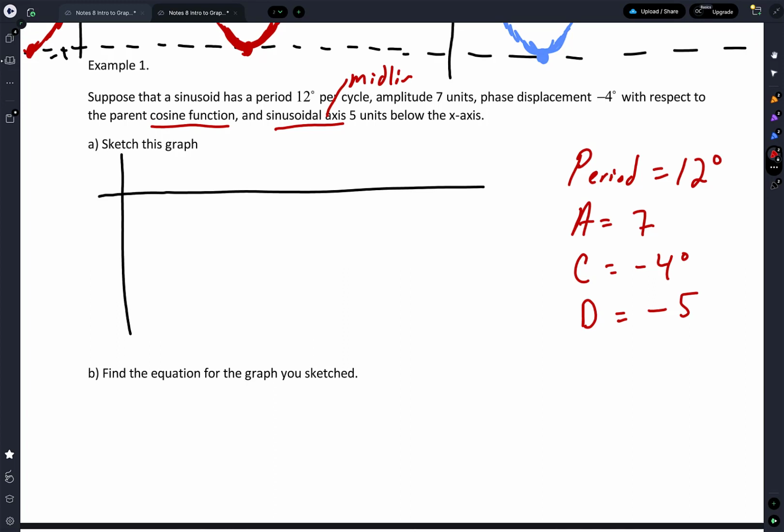So it says 5 units below. So I'm going to say -5 is right here. -5. And then my amplitude is 7. So that means from the -5, I'm going to go 7 up, and that's my max line. And from -5, I'm going to go 7 down, and that's my min line. So from -5, I go 7 up. So if I go 7 up, 5, 6, 7, I'm going to be at 2.